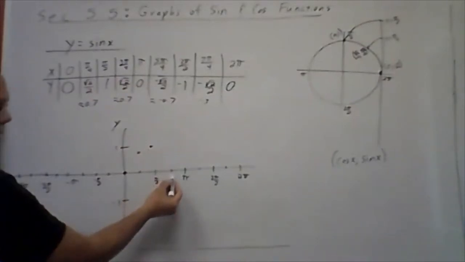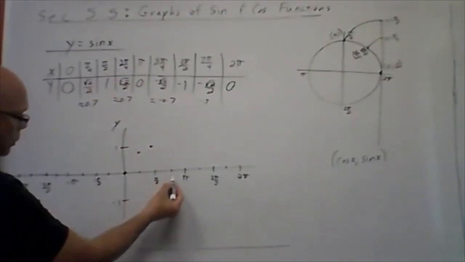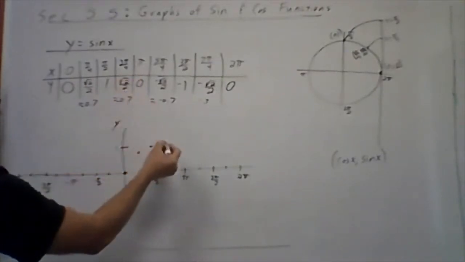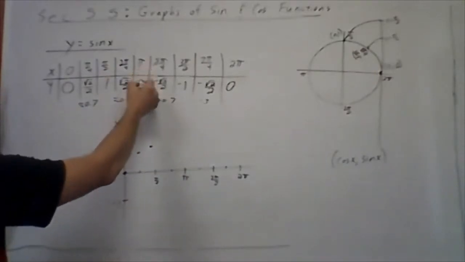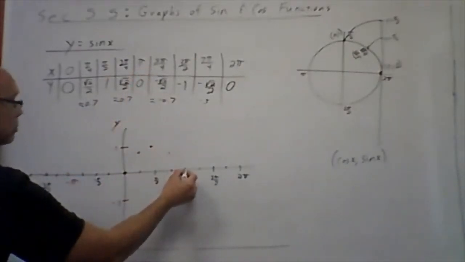How about this point right here? That's what, 3/4 of a pi, or 3 pi over 4? We're where? At 0.7 again? How about at pi? At pi, we're at 0.